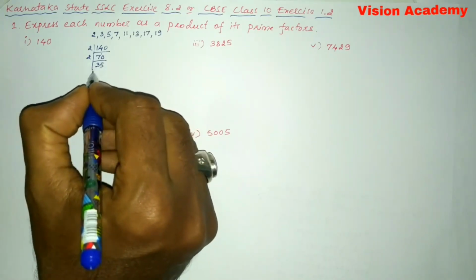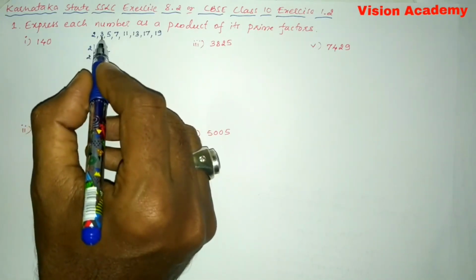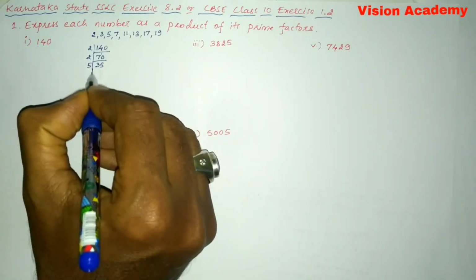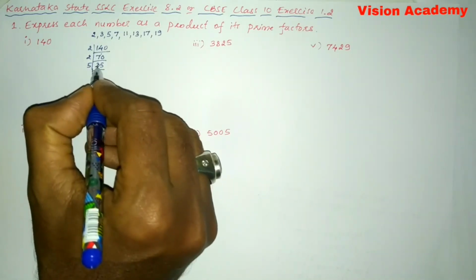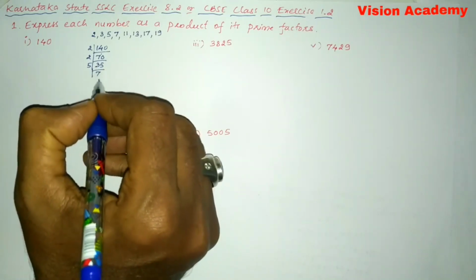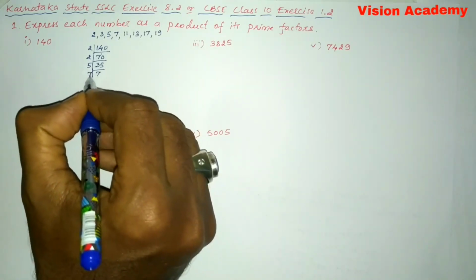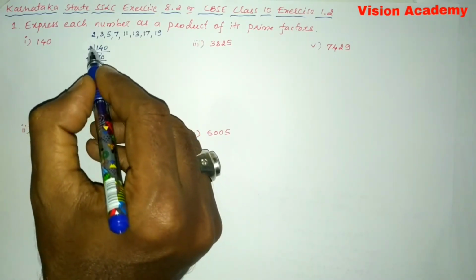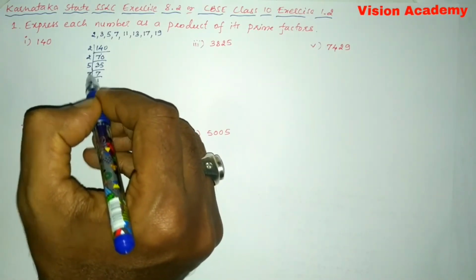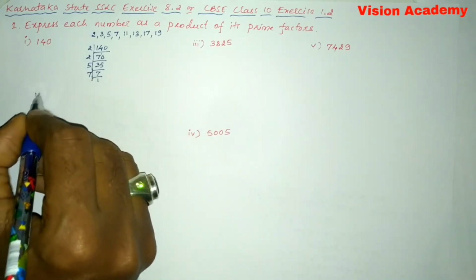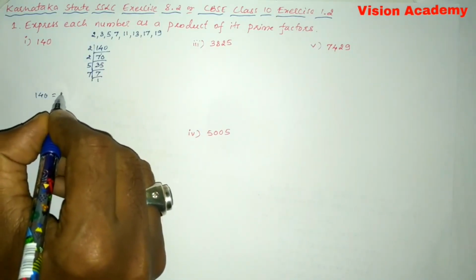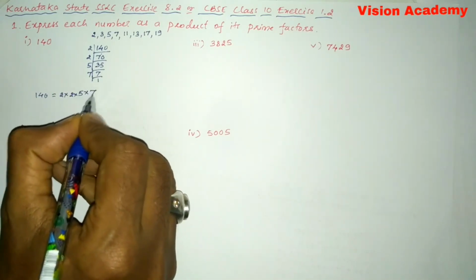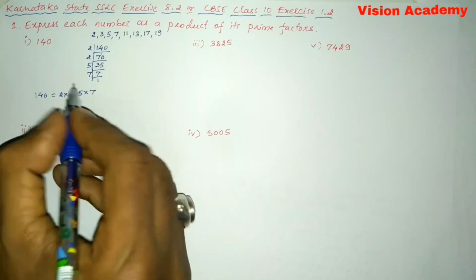Here 35 will come. Next it is not divisible by 3 and it is divisible by 5 because it is ending in 5. So let us say 5 7s are 35. So 7 is divisible by 7 only. So 7 1s are 7. Now you can see the prime factors 2, 2, 5, 7. So here 140 is equal to 2 into 2 into 5 into 7. So this gives us 140.